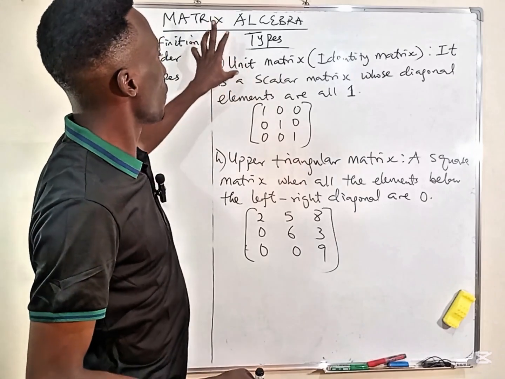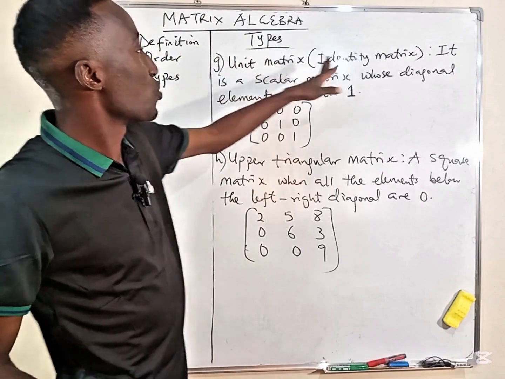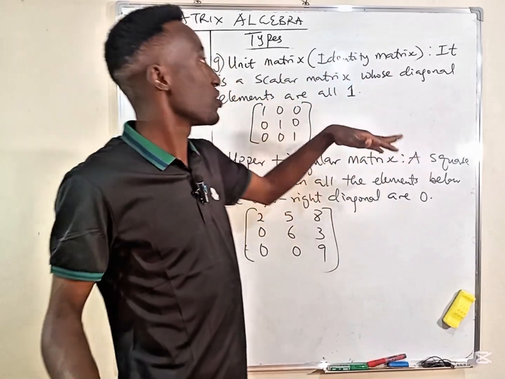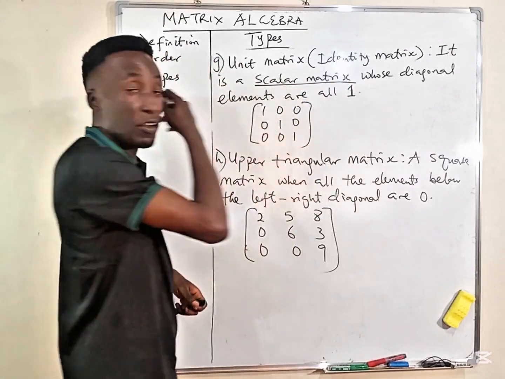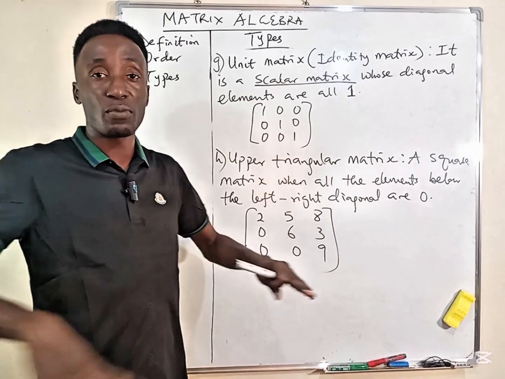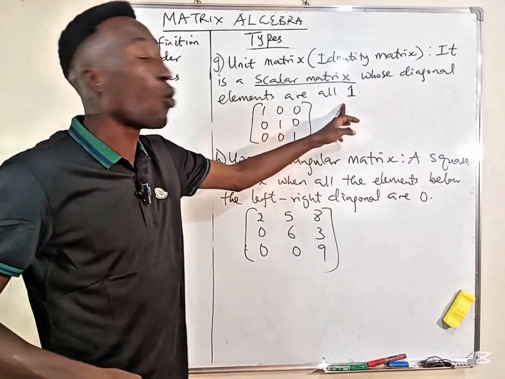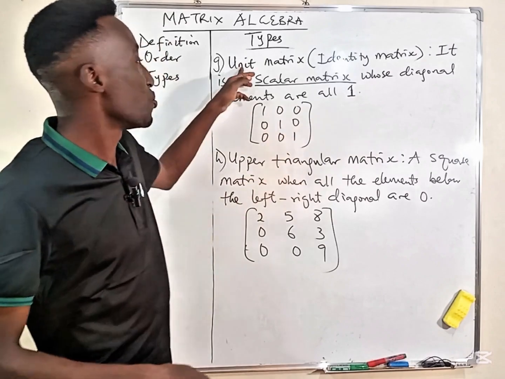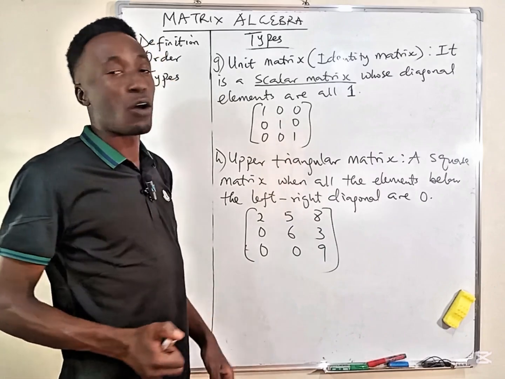Another matrix we have is what we call the unit matrix. Another name for unit matrix is the identity matrix. It is a scalar matrix. I said the scalar matrix is a matrix where you have the diagonals to be equal. But if these diagonal elements are all one, you call it a unit matrix or identity.